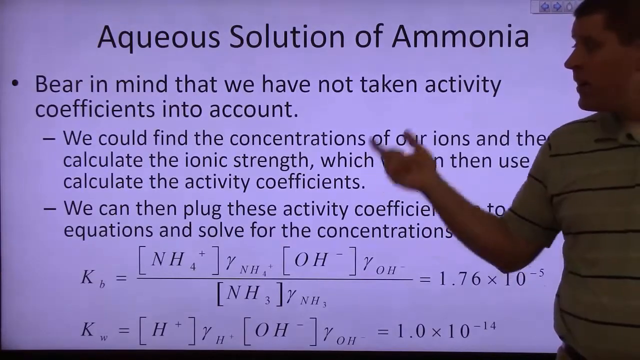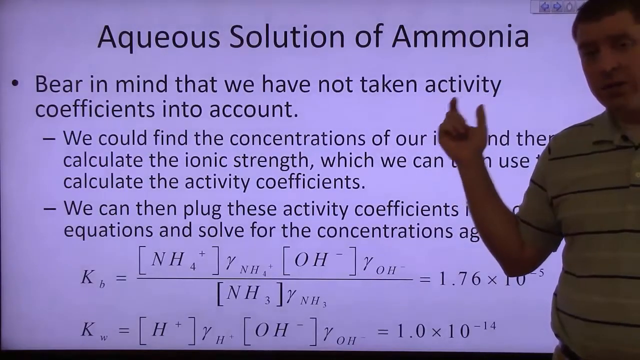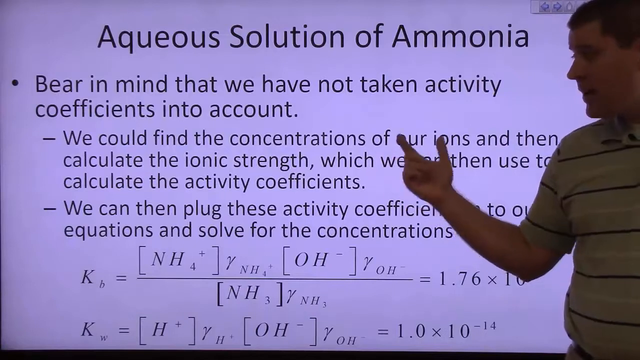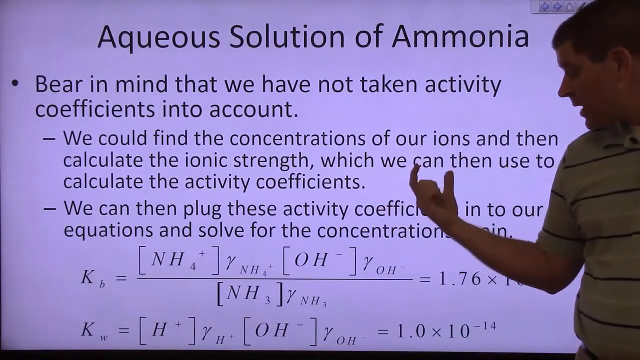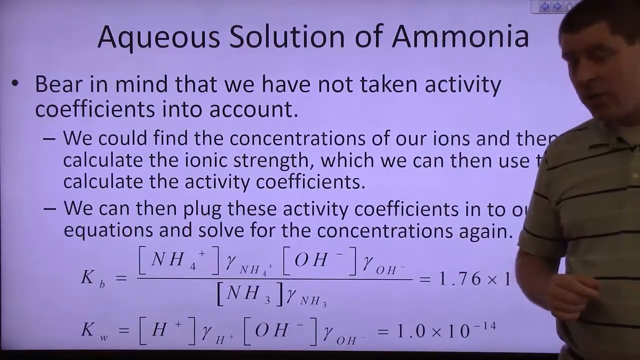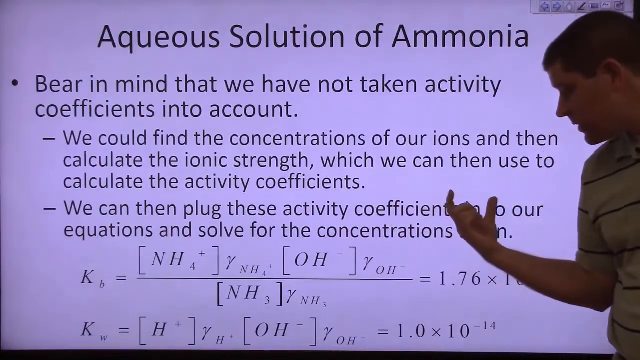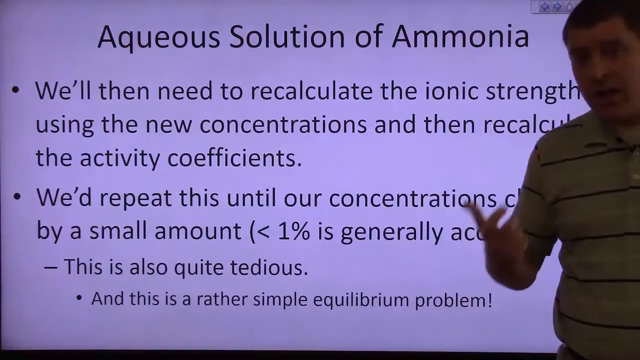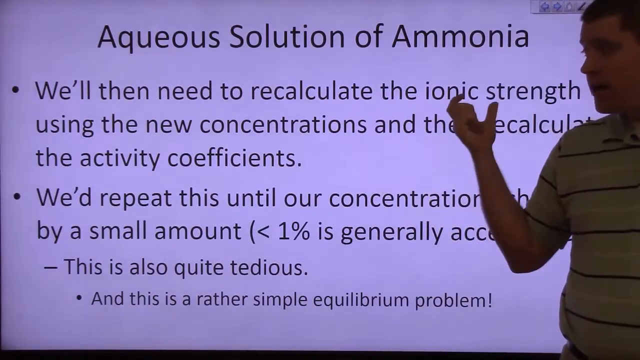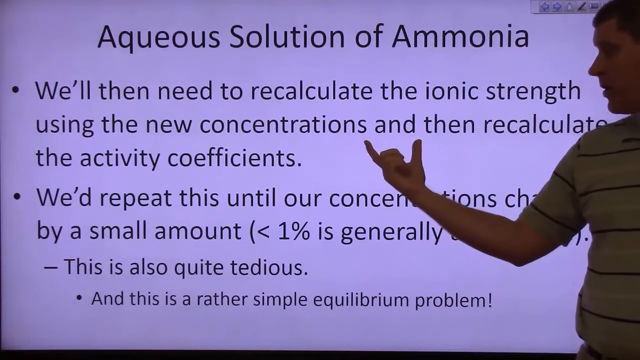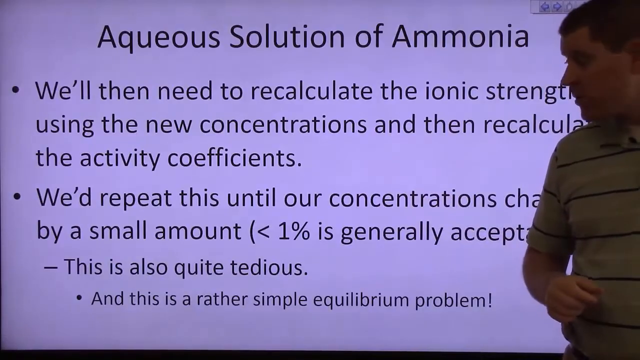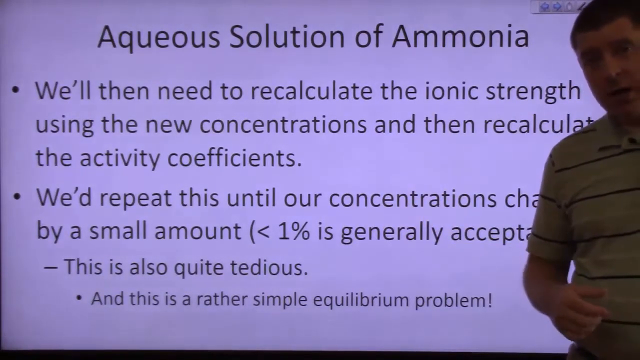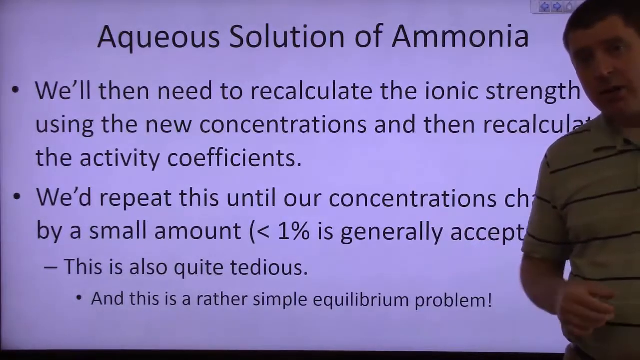Now, remember that we haven't taken activity coefficients into account yet. Now, we could find the concentrations of our ions and then calculate the ionic strength, which we can then use to calculate the activity coefficient. We can then plug these activity coefficients into our equations and solve for the concentrations again, and then we'll need to recalculate the ionic strength using our new concentrations and then recalculate the activity coefficient. We'd have to then repeat this until our concentrations change by a small amount. Now, less than 1% is generally acceptable.